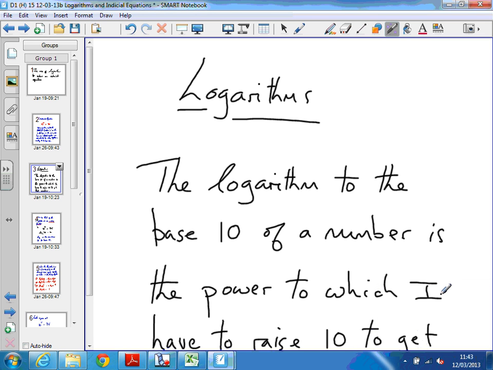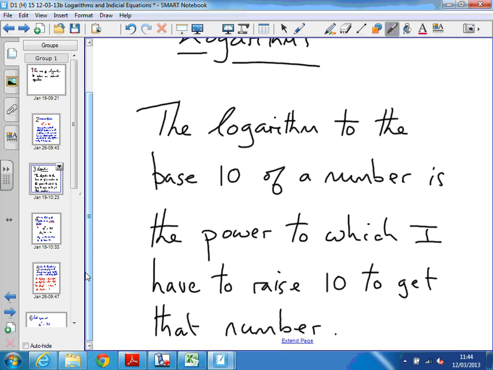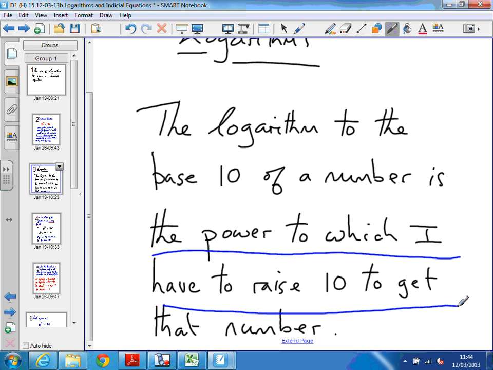So logarithms then, we use these logarithms, as I said, to try and solve these indicial equations. Once we get used to what they are and using them, they're actually quite straightforward, and the calculator really helps us a lot. But to define a logarithm is not always an easy thing to get your head around the first time you see it. A logarithm to the base 10, for example, is the power to which I have to raise 10 to get that number. The logarithm of a number is the power to which I have to raise that number, in this case 10, to get the number.